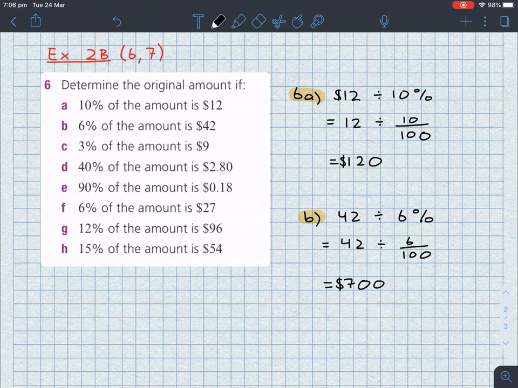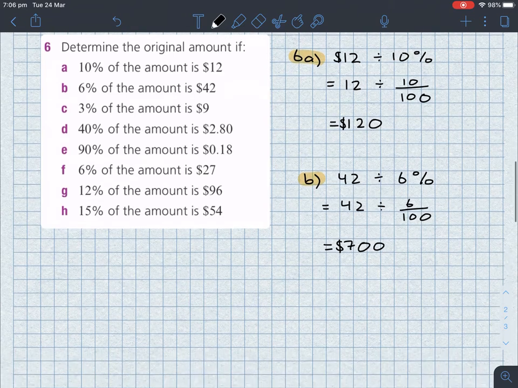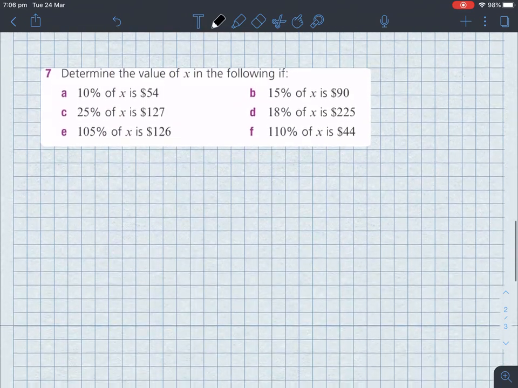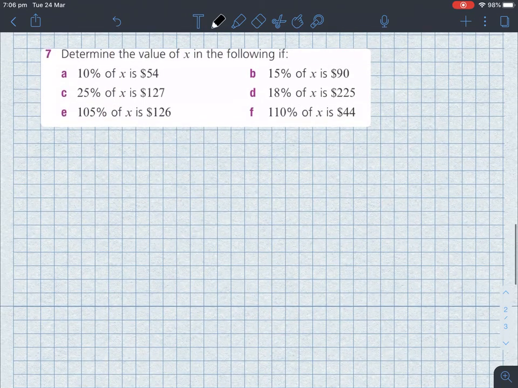So you should now be able to have a go at parts C, D, E, F, G, and H from that question. What I'll do now is I'll go on and show you an example from question 7, but if you want to pause here and have a go at question 6 before you look at question 7, you are welcome to do that. Now, question 7 is the exact same thing.